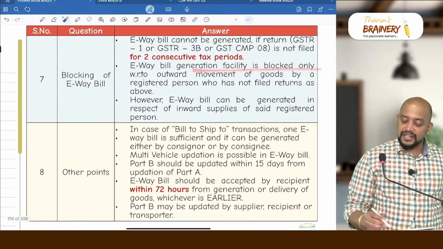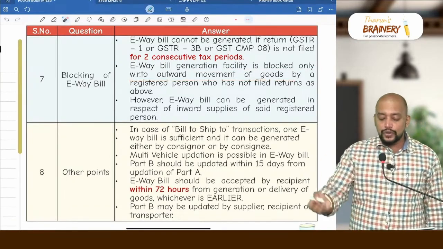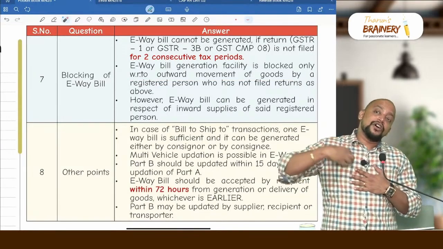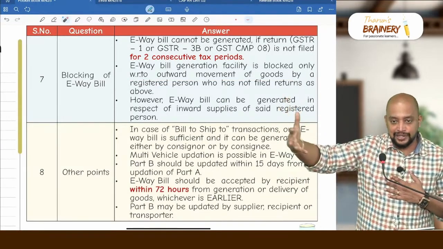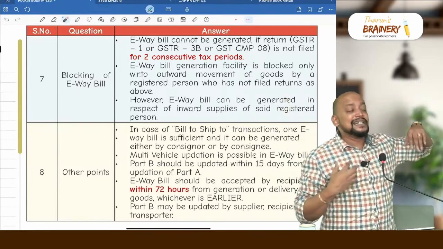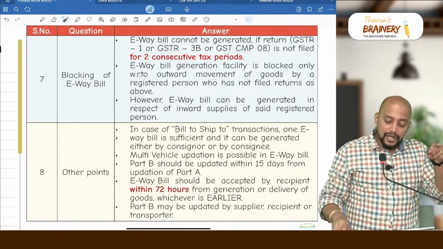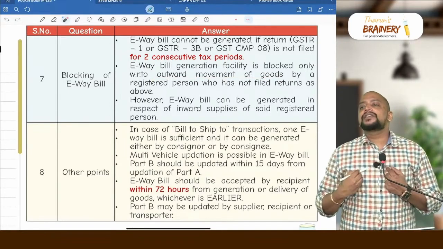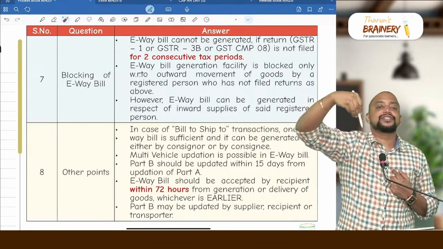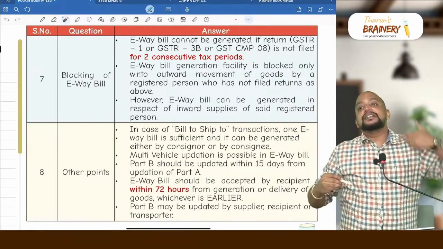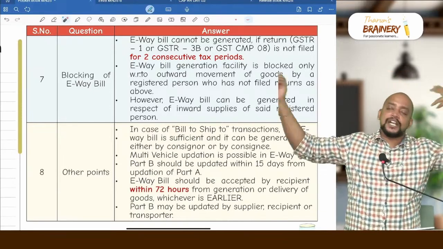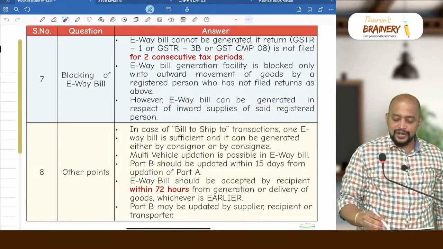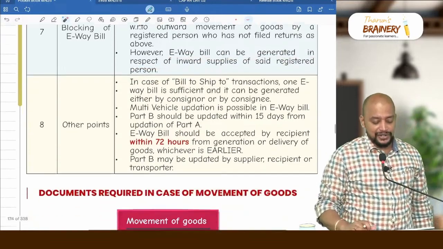E-way bill generation facility is blocked only with respect to outward movement of goods by a registered person, which means if I am not filing returns, for my outward supply e-way bill cannot be generated, but for my inward supplies e-way bill can be generated. Only for outward movement there is a restriction, and for that outward movement I cannot generate e-way bill, and any other person also cannot generate it. My recipient also cannot generate for me, the transporter also cannot generate for me. However, e-way bill can be generated in respect of inward supplies of the said registered person.